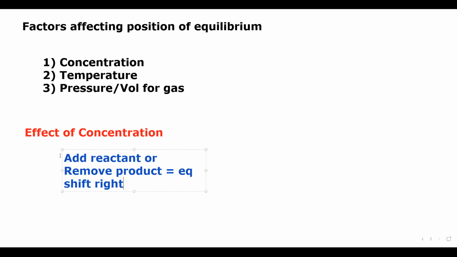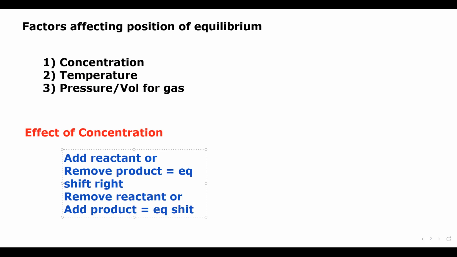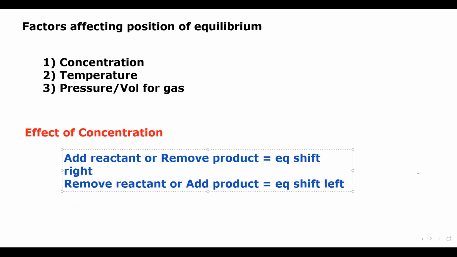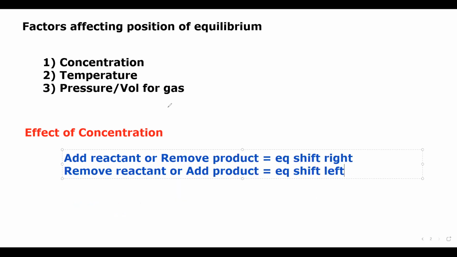And the opposite will happen if we remove the reactant or we add a product. The equilibrium, the balance, will shift towards the left hand side. So this is how a change in concentration is affecting or shifting the equilibrium. For example, you have a reaction in which A and B are the reactants and they are forming a product C.